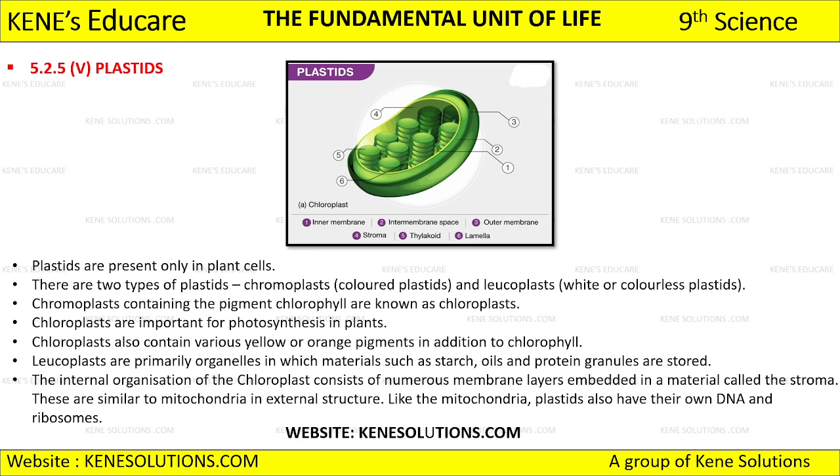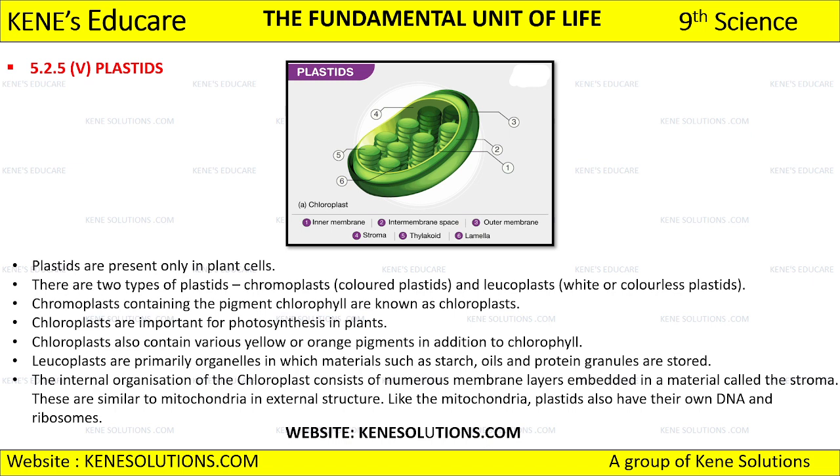Now we know that all plants are green in color, and that is because of the pigment called chlorophyll, which is present in plants, right? So chromoplasts, which contain the pigment chlorophyll, are called chloroplasts. Chromoplasts have chloroplasts present, and these chloroplasts have chlorophyll, because of which they become colored, and that is why the colored plastids are called chromoplasts.